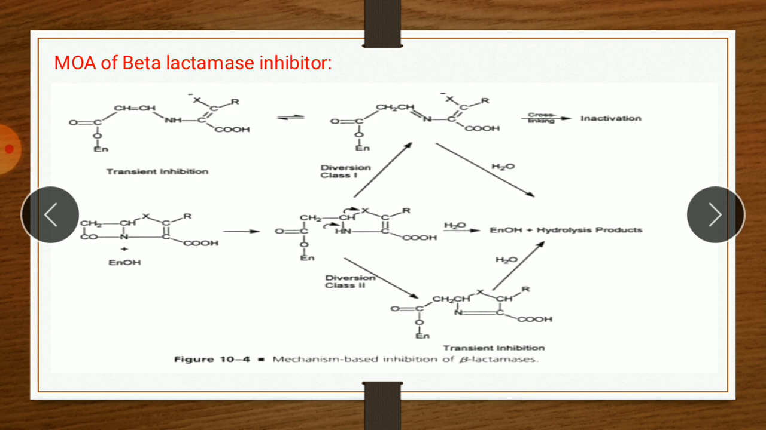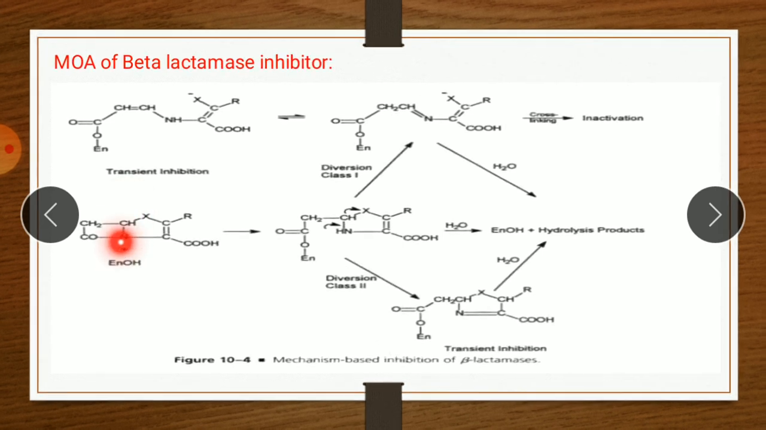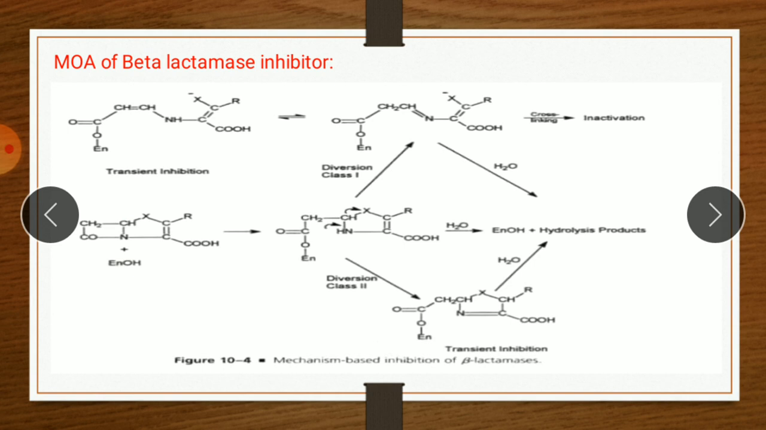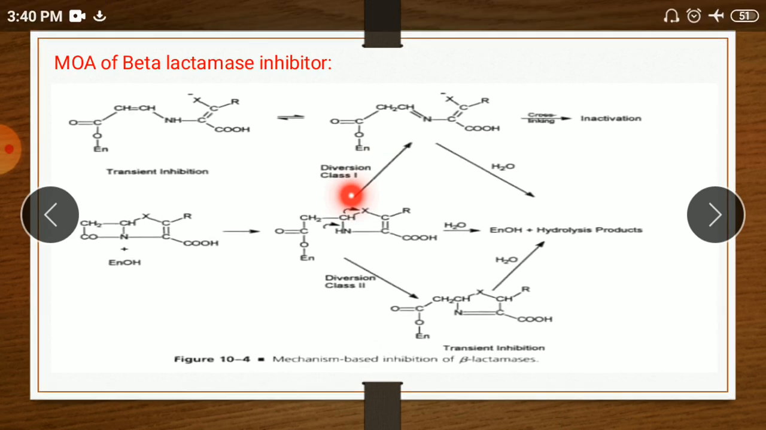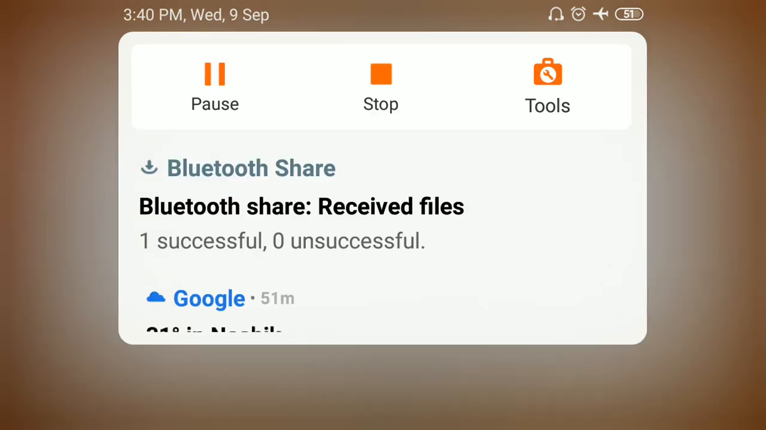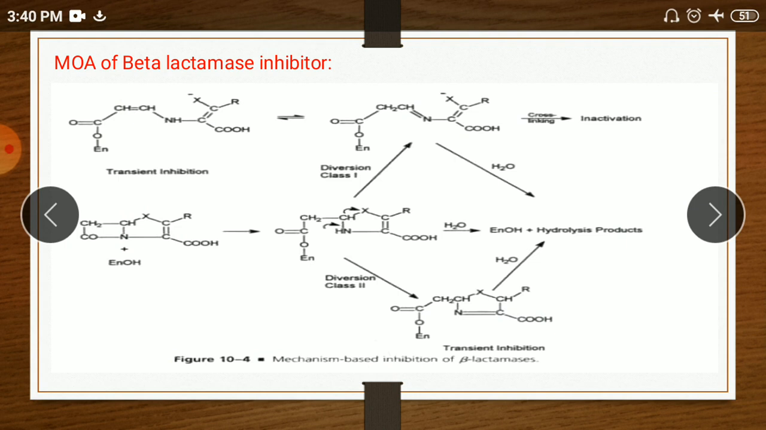The enzyme's oxygen acts as a nucleophile. It attacks the beta-lactam ring, so this bond is broken. The carbonyl carbon is attacked by the enzyme, then this C-N bond is broken like this. So the enzyme is attached to the beta-lactamase sensitive penicillin. This one is called the intermediate.